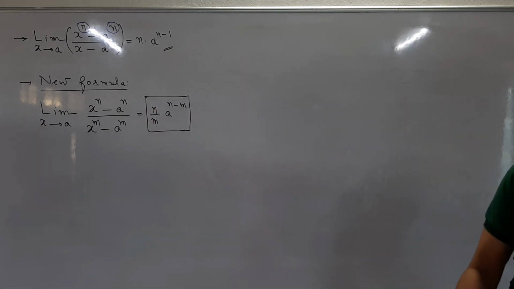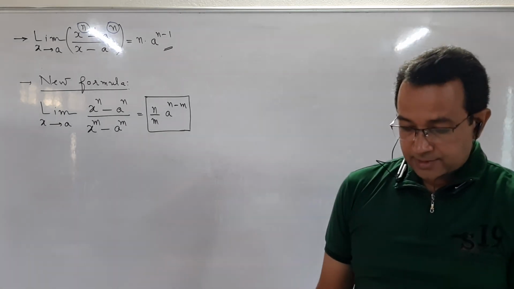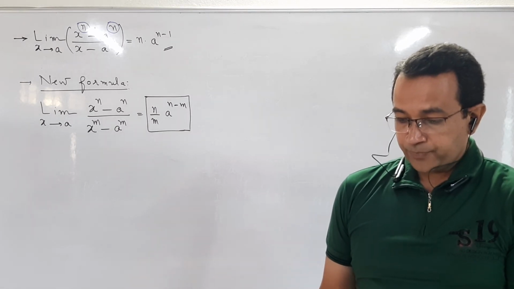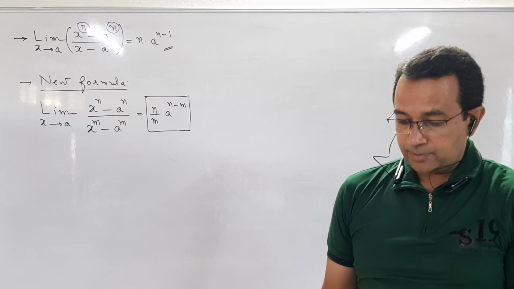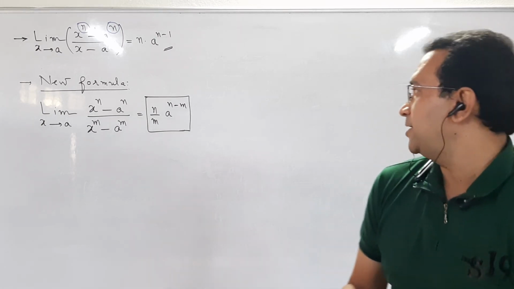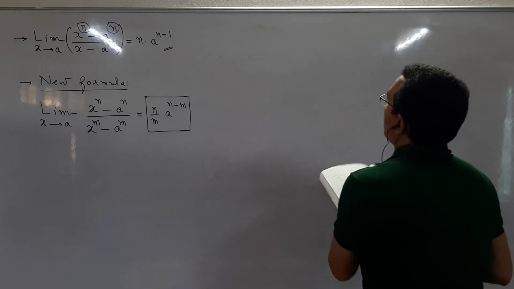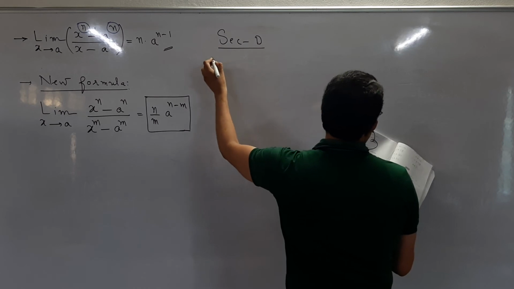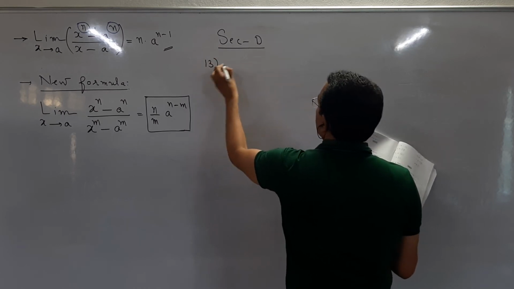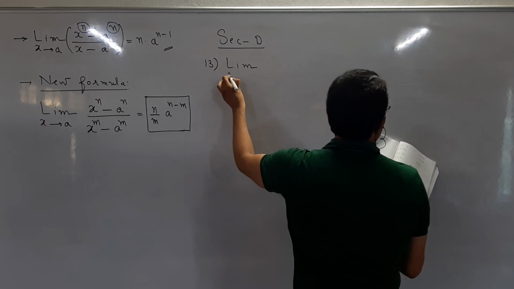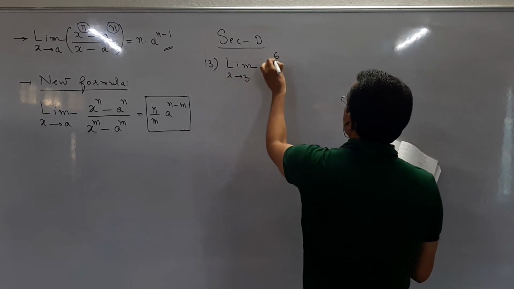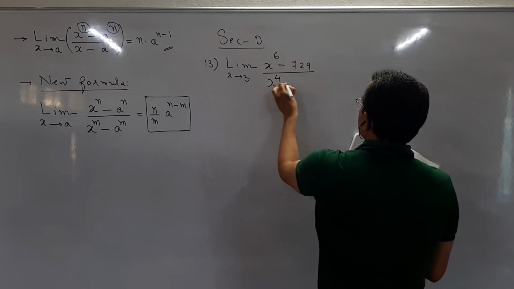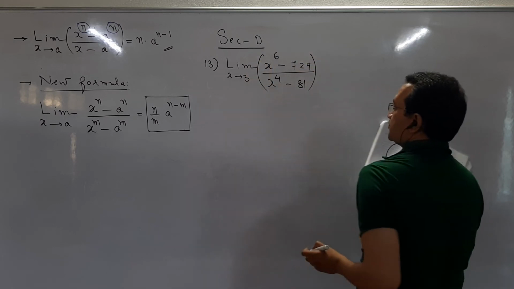Now, how to apply this formula? I will take some numbers. First, I am taking, students, sum number 13, then sum number 16, then sum number 17. Check how I am applying this formula. I am doing section D sum number 13. It is limit x tends to 3, x raised to 6 minus 729 divided by x raised to 4 minus 81.